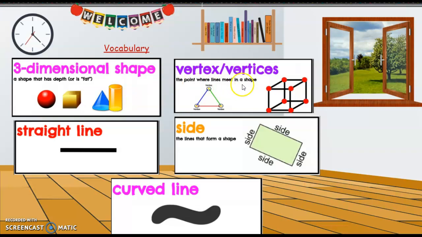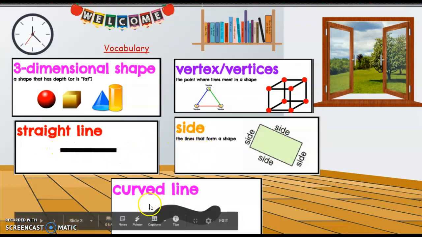Then we have vertex and vertices, and we talked about that when we talked about 2D shapes. The vertices are the points where the lines meet. And then we have straight line, we have side, and we have a curved line.